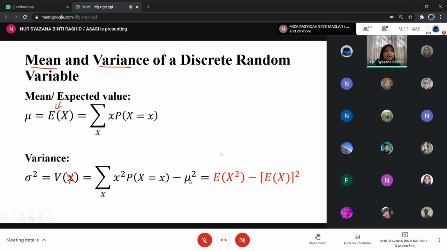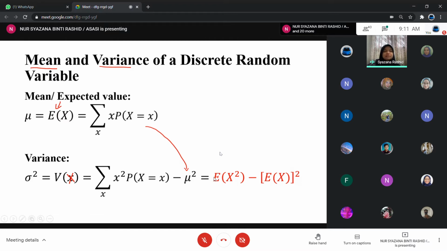What is mu square? Mu tadi dapat daripada mean. Apa yang you dapat daripada mean tadi, you akan guna dekat dalam formula variance. It shows that if you want to find variance, it is compulsory to find the mean first. Wajib untuk cari mean dulu. Kalau you tak cari mean, you takkan dapat selesaikan variance. Sebab apa? Sebab dalam formula variance ada mean. Ada mu. Okay.